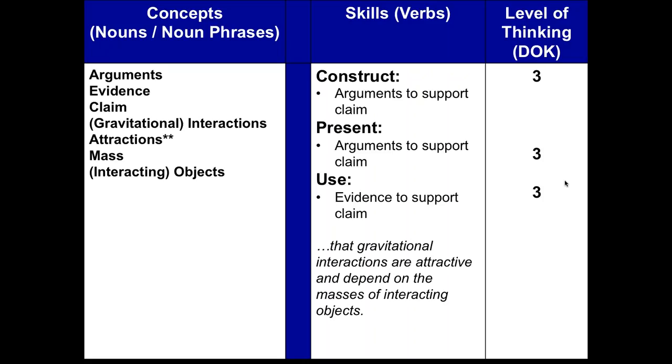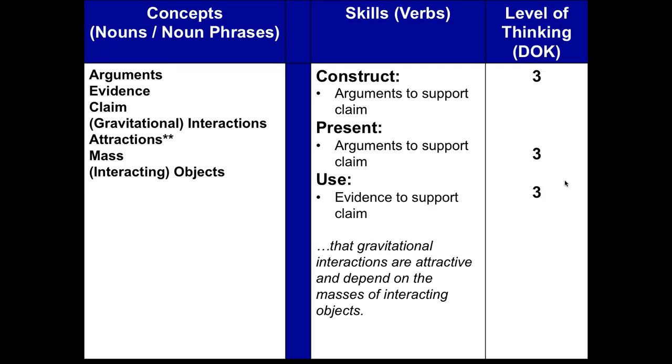Now we see the skills. They have to construct an argument to support the claim. They have to present the argument to support the claim. They have to use evidence to support the claim that gravitational interactions are attractive and depend on the masses of interacting objects. What I want to make sure people don't think is that we're just recreating or rewriting the standard.